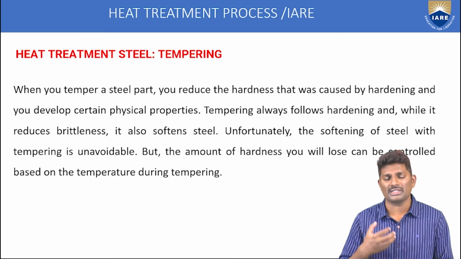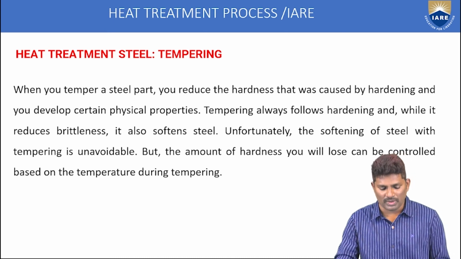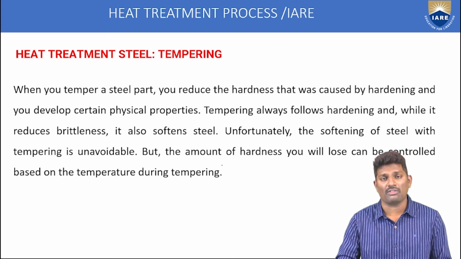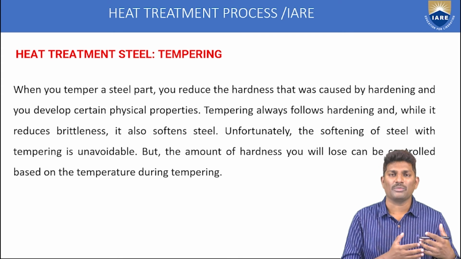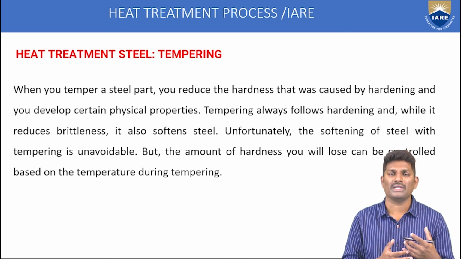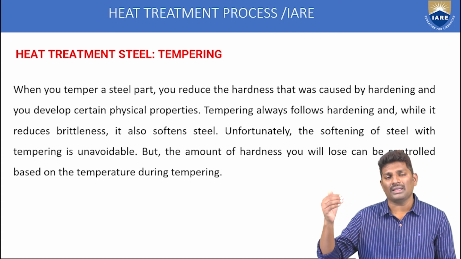So if it is getting softened in nature, that means the ductility is increasing. The manufacturing of these metals can be very easy for us during any type of manufacturing process. So what is happening here? The amount of hardness you lose can be controlled based upon the temperature during the tempering process. Though you're trying to remove the brittleness and the internal stresses inside the body, simultaneously the hardness is being reduced.